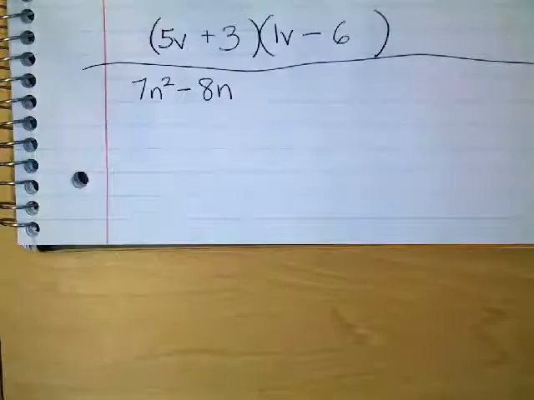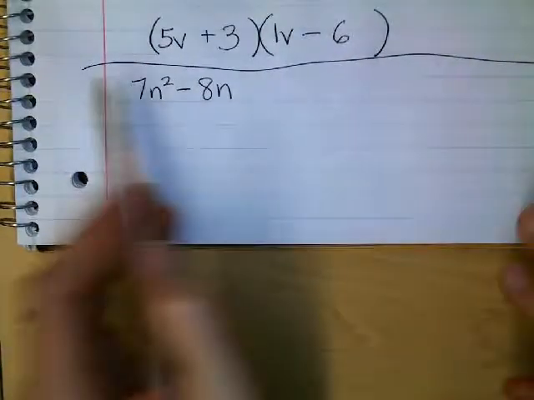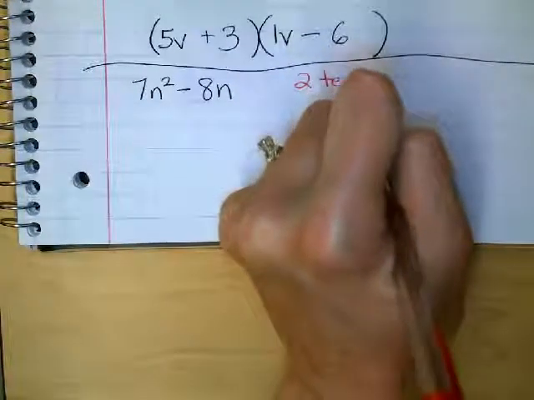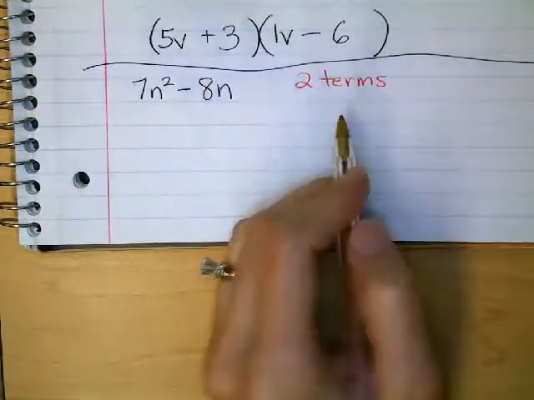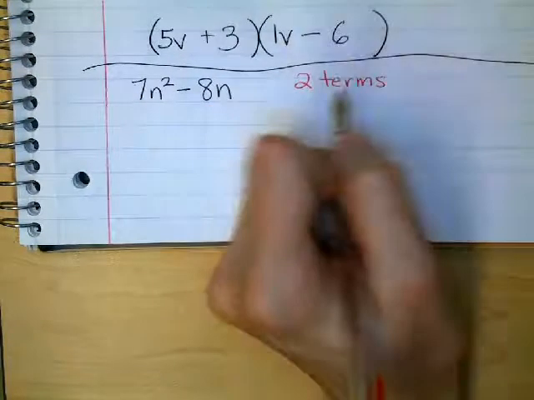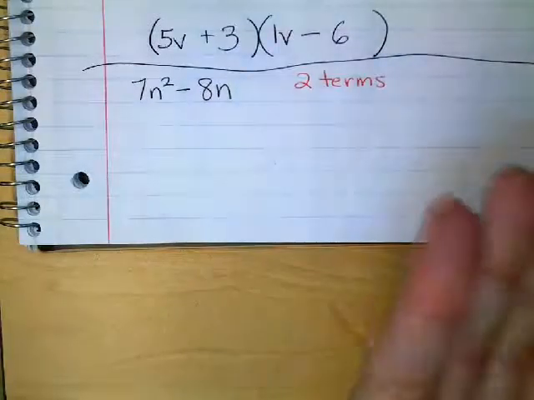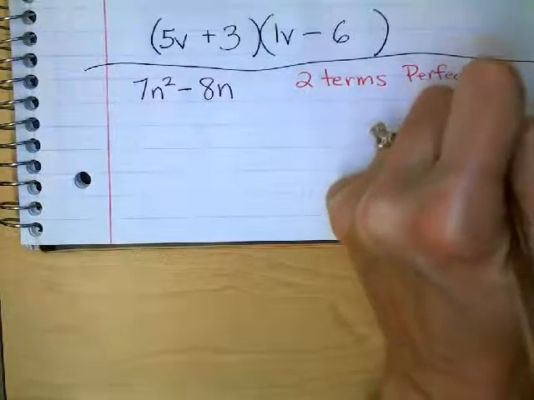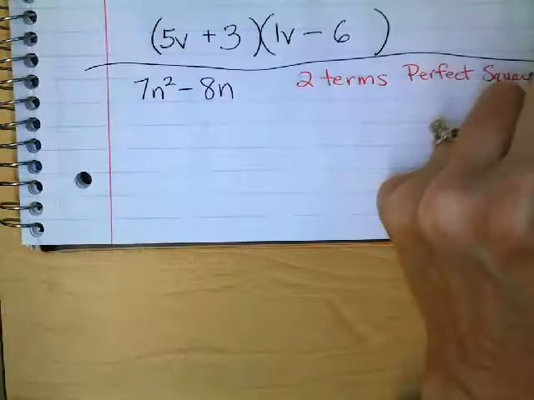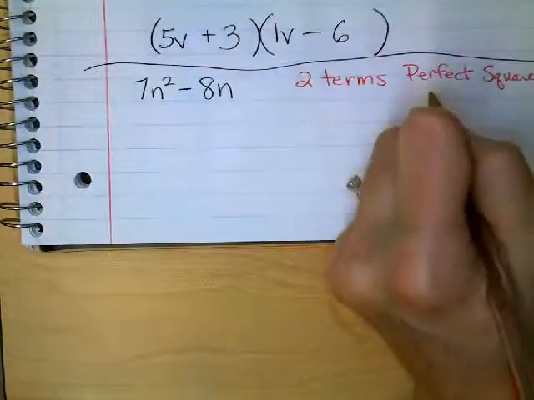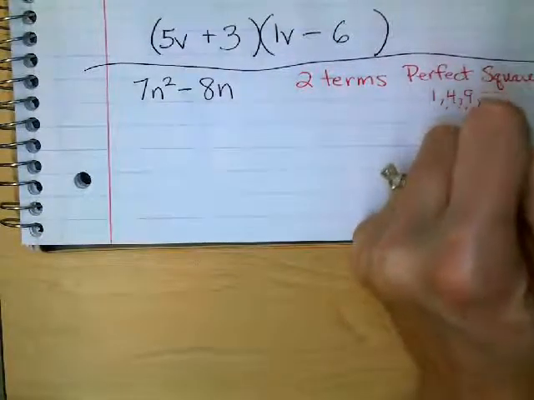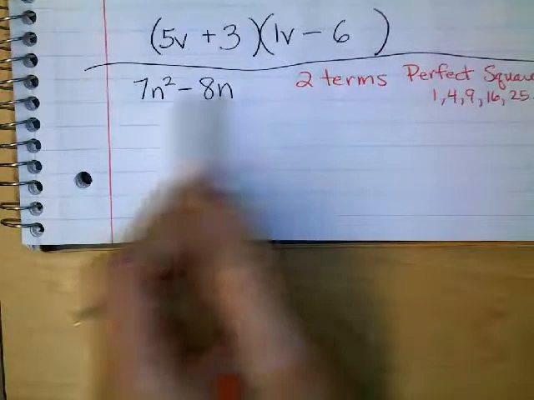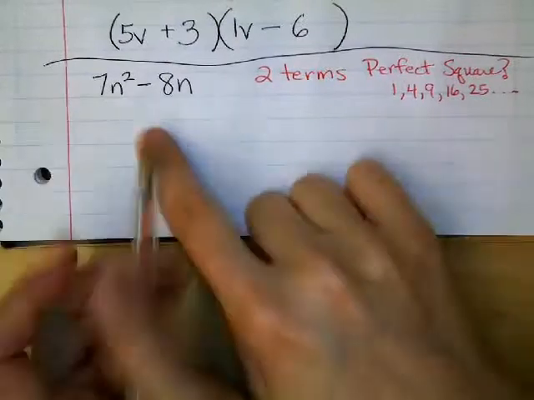Okay, so another kind that people get stumped on is when you only have 2 terms in your problem. If you only see 2 things in your problem, then you need to think of 2 different things. You either need to think, is it a perfect square thing? Are these perfect squares? Perfect squares are like 1, 4, 9, 16, 25. Do you see any numbers like that? Yes or no? Nope.